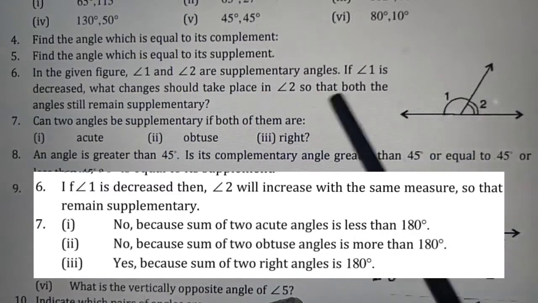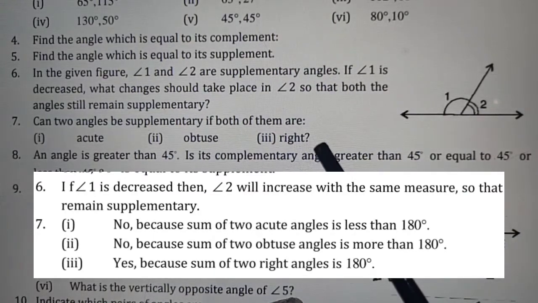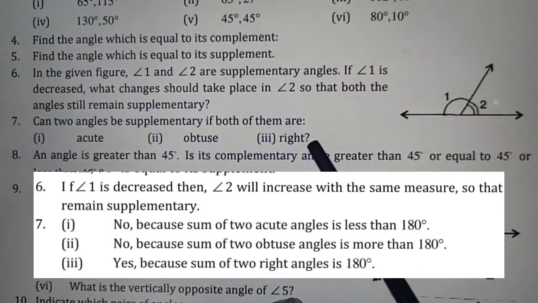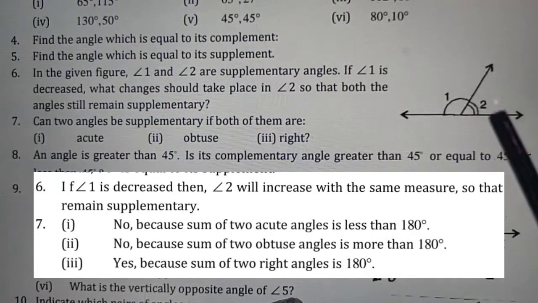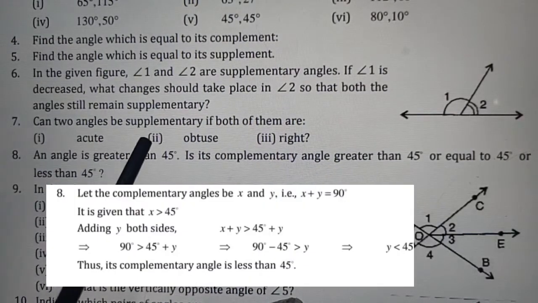Now what about the right angle? As we have proved in question number 4, when two angles are similar, they are supplementary, and in question number 5, the condition of the supplementary angles is that each angle is 90 degrees. When both angles are 90 degrees, that is a right angle, then their addition is 180 degrees. So we can say if both angles are 90 degrees or right angles, the angle pair is supplementary.